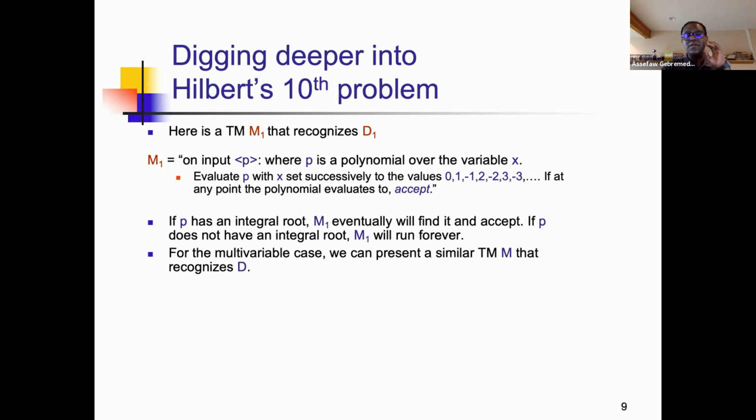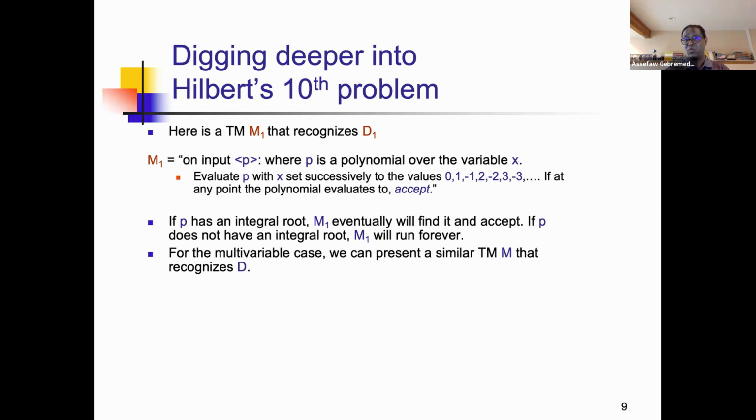So we can similarly present a Turing machine that recognizes the original problem, Hilbert's tenth problem, when it is multivariable. What will happen now is we will need to do this checking for every possible combination. So if I had 3 variables, I would use integral values 0, 1, -1 for x, similarly for y, similarly for z, and then in all of these combinations.